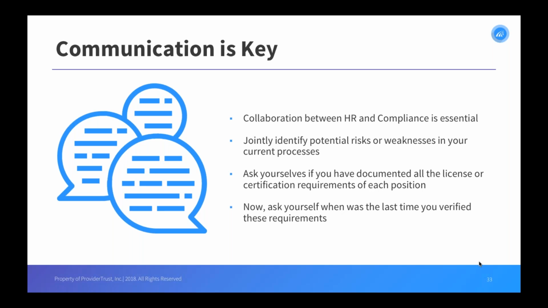And then ask yourselves if you've documented all the license or certification requirements of each position. What's that gap analysis look like? And ask yourself, when's the last time you actually verified these requirements were still valid? Are the same rules you put in place months and months ago still certainly applicable?